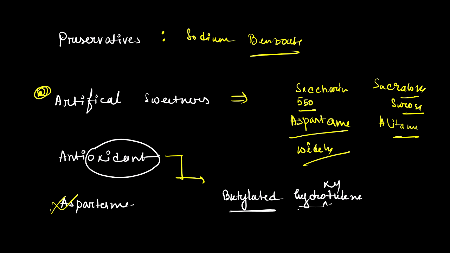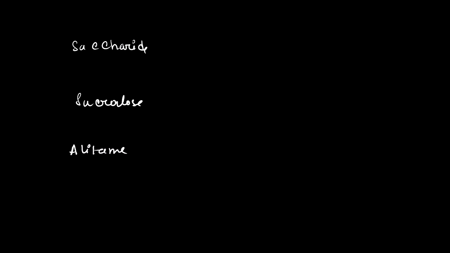Butylated hydroxyanisole is another example of antioxidant, and it is also one of the examples. As we are not having any structure in the syllabus, I am not drawing any structure. Saccharin, sucralose, alitame, these are all part of artificial sweeteners. So this is it for this short video.